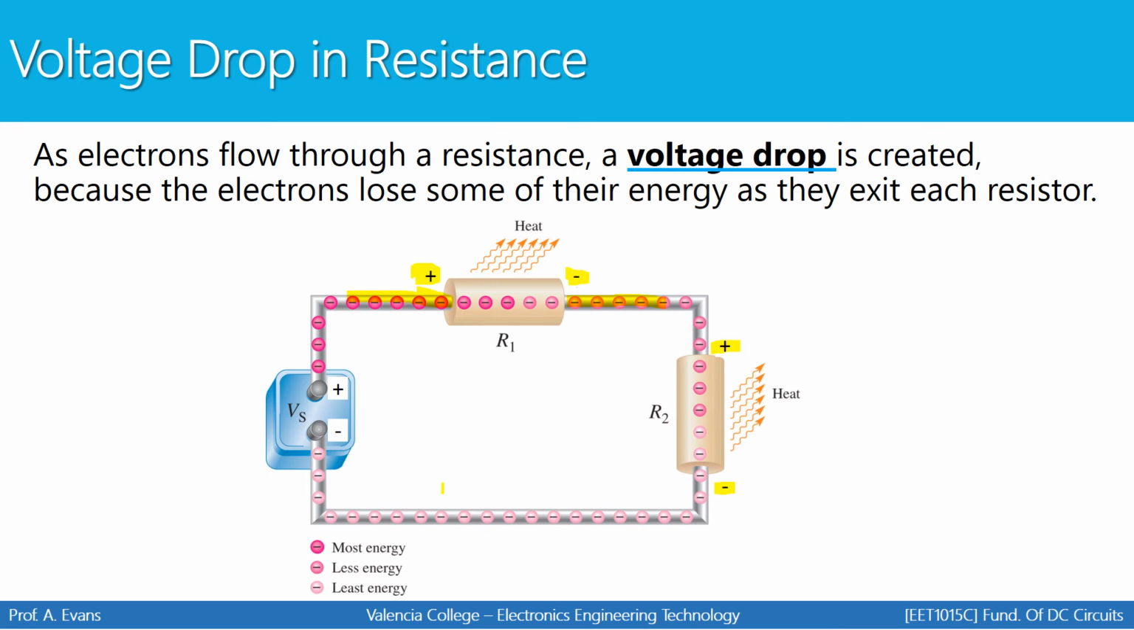You can see also at the bottom that this diagram explains what happens with the energy level as electrons flow through a circuit. As they leave the voltage source, this is when they have the most energy. As they travel through each resistance, the electrons lose some energy. By the time they return back to the voltage source, that's the least amount of energy that those electrons have.